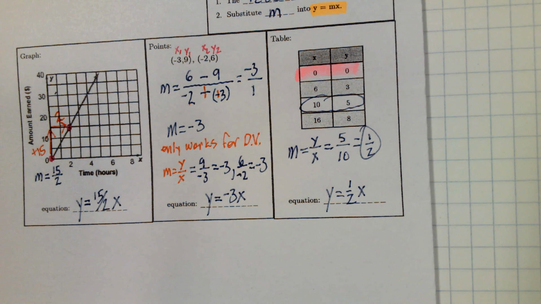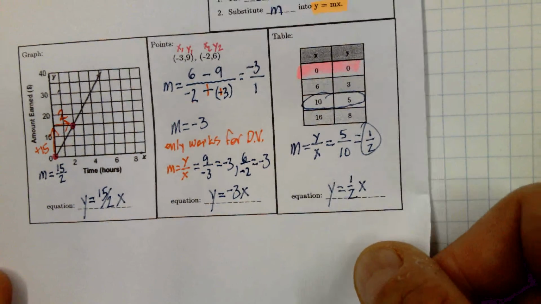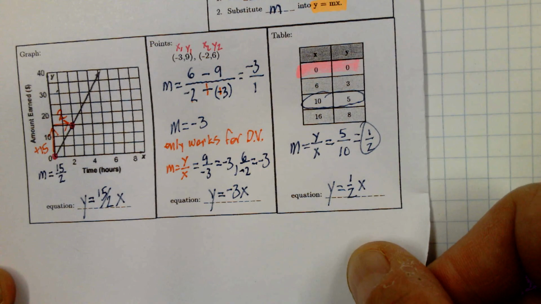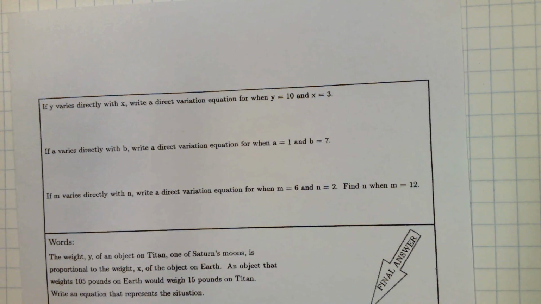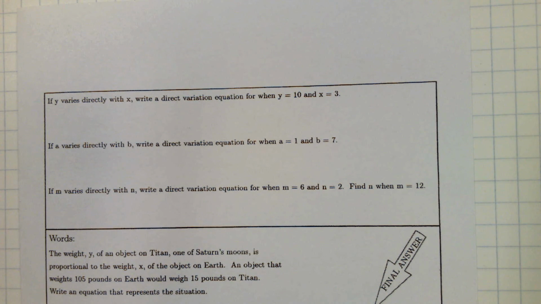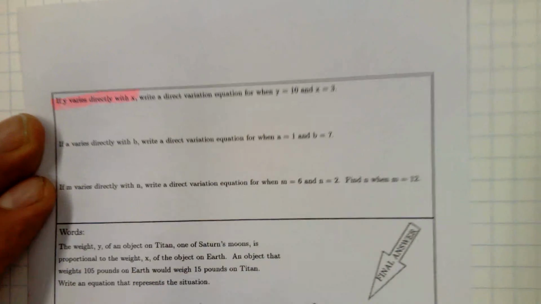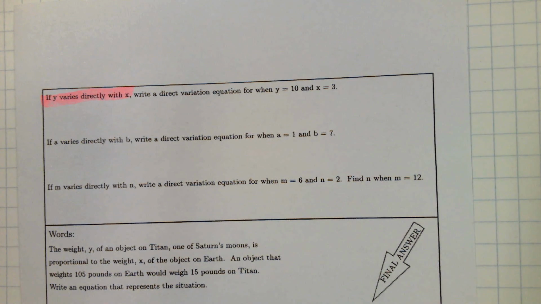All right. Okay. Let's look at the back side now. Anybody still writing any of this? All right. So you will see some questions like this. If y varies directly with x, write a direct variation equation for when y equals 10 and x equals 3. Okay. So the key words here, they let you know that it's a direct variation by saying that. Okay? So here's what we're going to do. We're going to start with our equation.